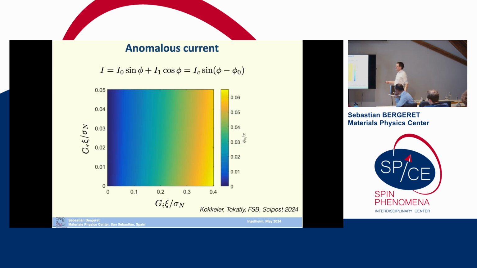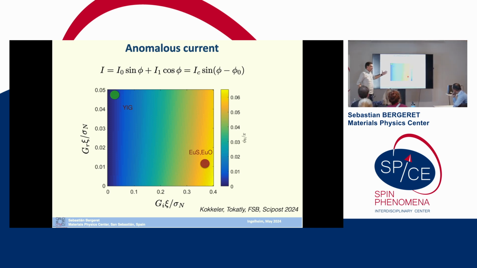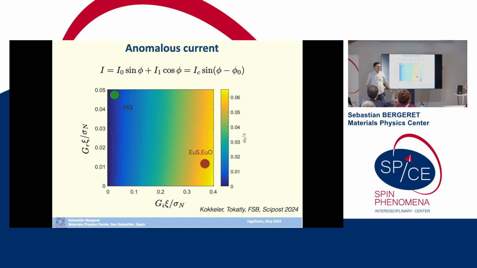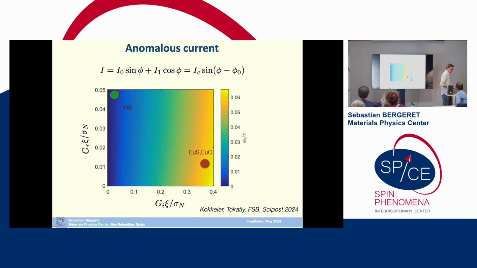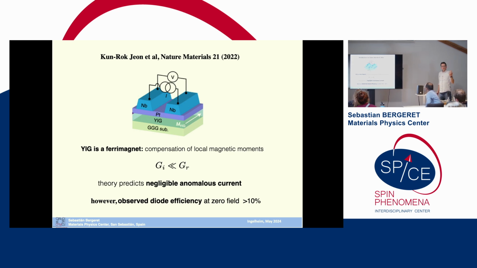So what we did here was study the finite-momentum effect as a function of G_I, the imaginary part of the spin mixing conductance, and G_R. If we plug in the values for YIG, we're here. So nothing. If we, for example, take europium sulfide, there are other experiments with it, which is a ferromagnet, then we have hope to have a nice effect. So what is going on?